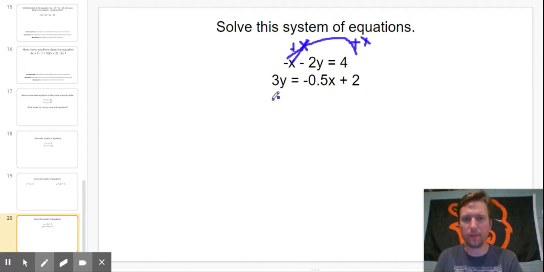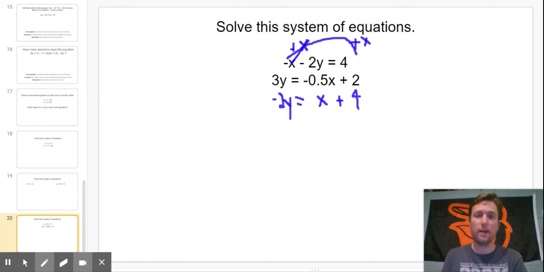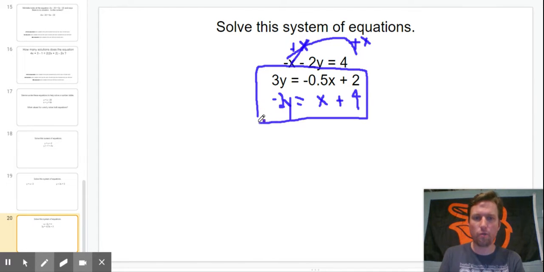So I'm left with negative 2y equals x plus 4. And look at that. It's in the same structure or order that this equation is now. So my first step is to rewrite your equations so that the systems of equations are written in the same order.